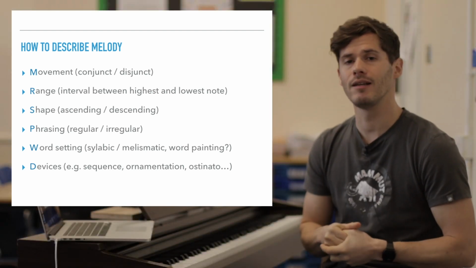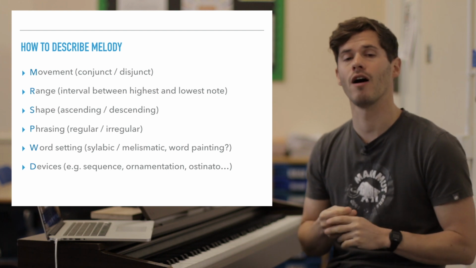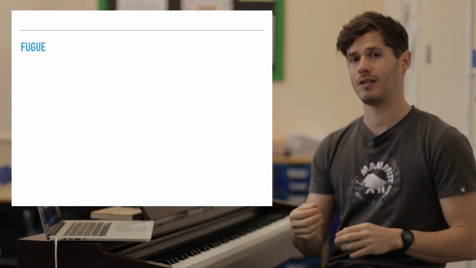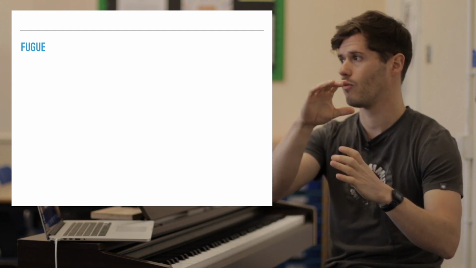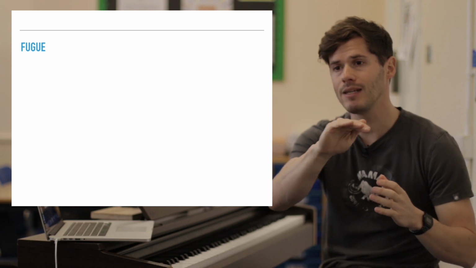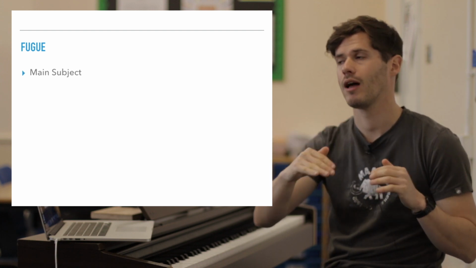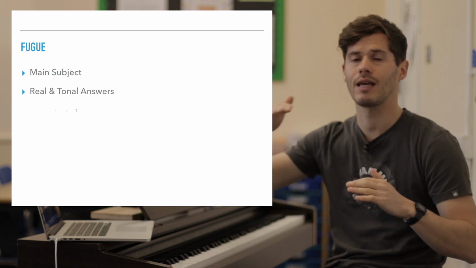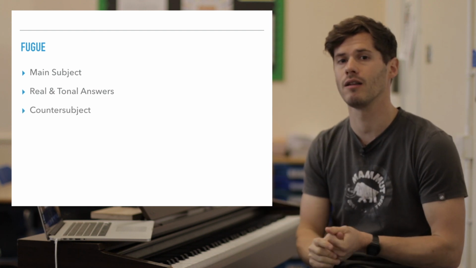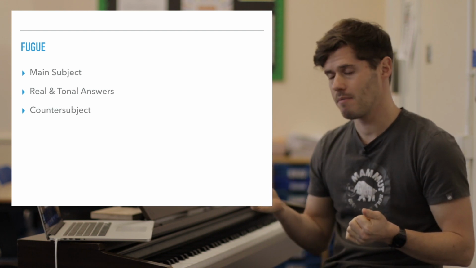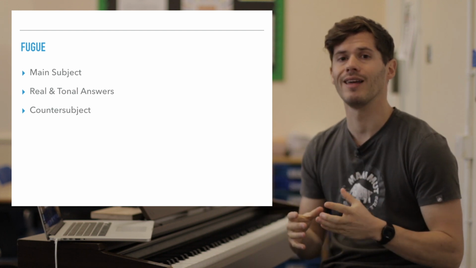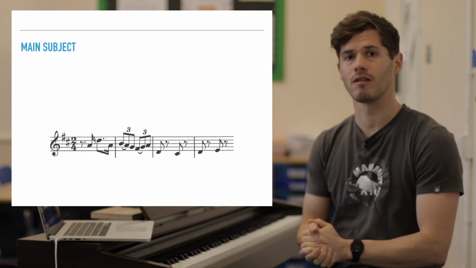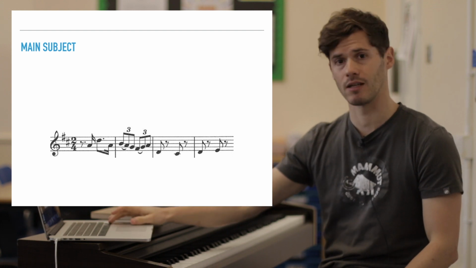So when describing the melody of Bach's Brandenburg Concerto No. 5, it's important to remember that it's a fugue. Remember, a fugue is a structure where you've got a main subject, and then you'll have real and tonal answers of that subject with counter subjects, counter melodies underneath. So when we're describing the melody, the best place to start is the main subject, because that is the melody that most of the rest of the piece is based on. So let's have a look at that subject.